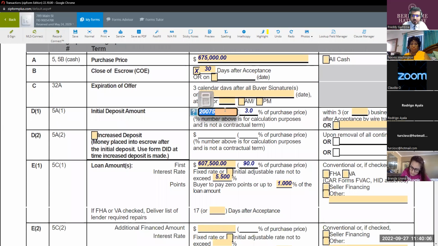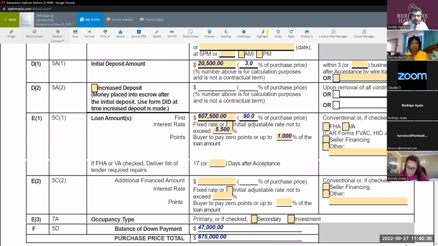Also make sure to highlight the earnest money deposit. Because if they're only giving you 10,000, we want them to increase that deposit to at least 3%. We want them to increase their deposit to 3%. Right, 3%, right there.